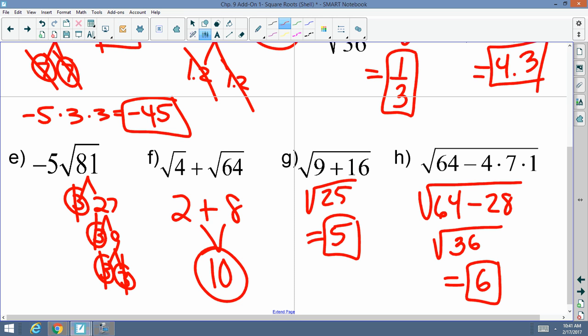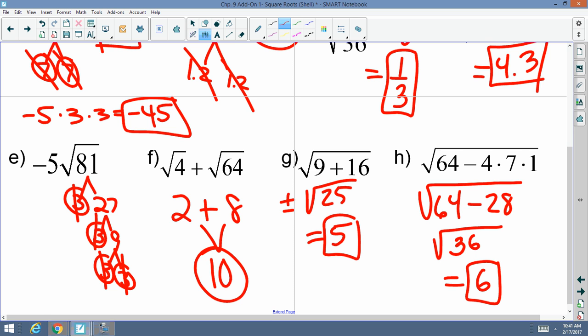Great. Why am I not putting plus or minus on all of these? Because I'm not asking for a plus or minus. They're asking for the positive root. But if I had said, hey, I want plus or minus the value of this, then I need both roots. Does that make sense, guys?